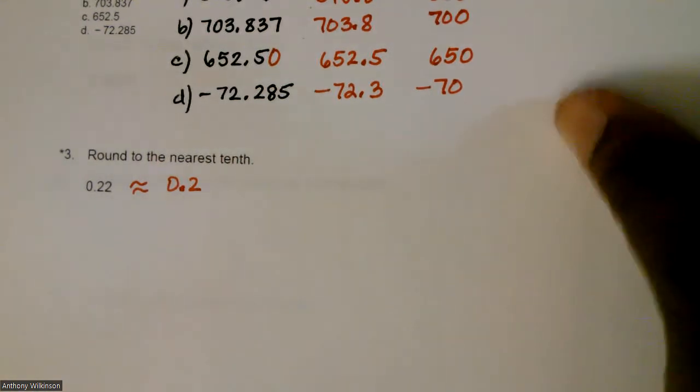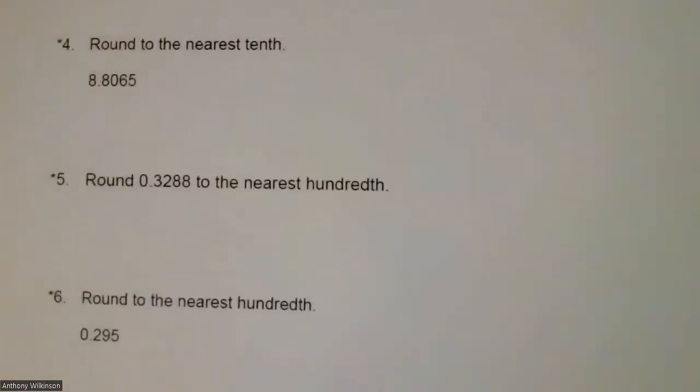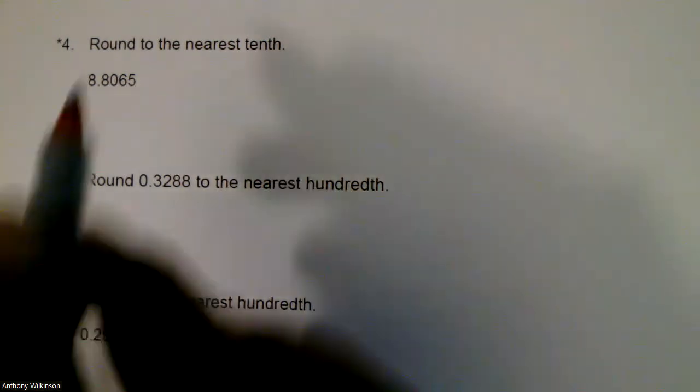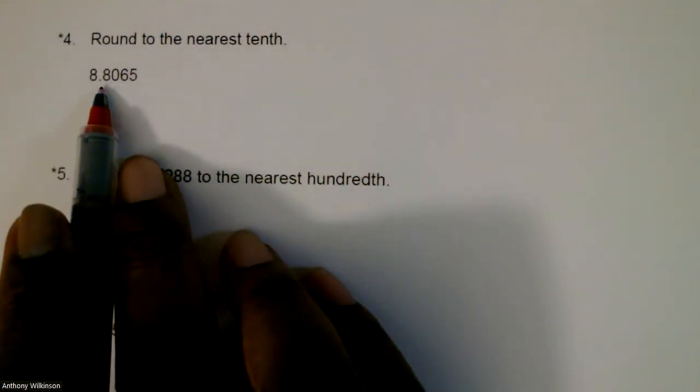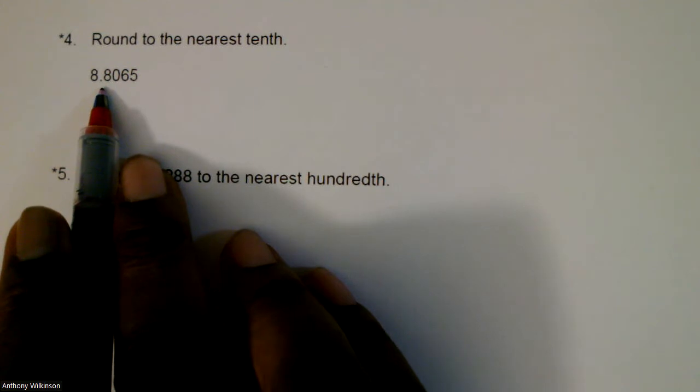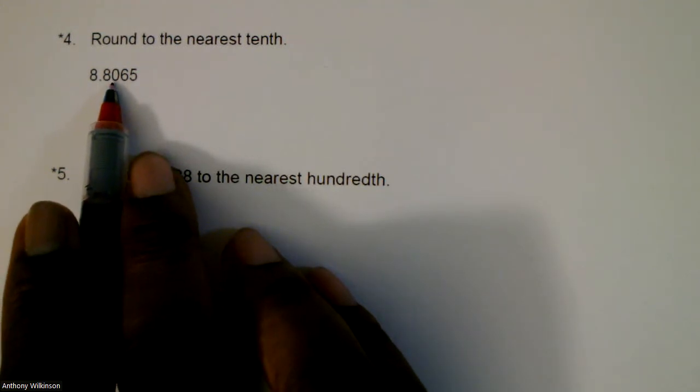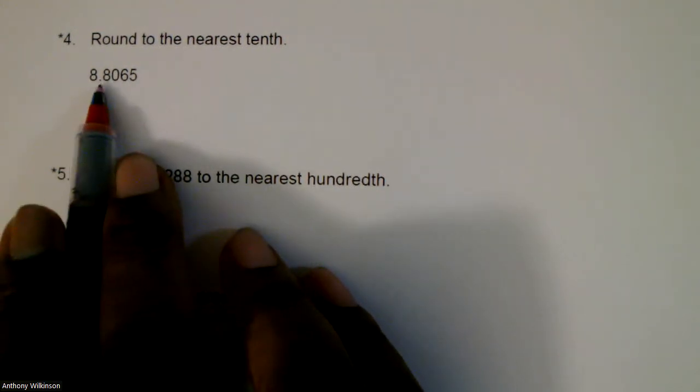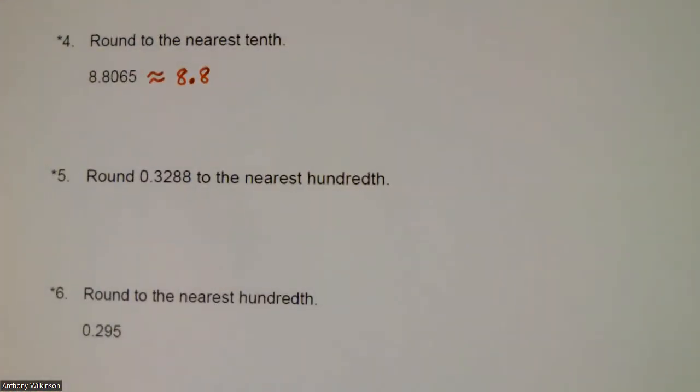All right, number 4 on the next page. Here we're going to round to the nearest tenth again, 8.8065. Well, the digit in the tenths place is the 8. The digit to the right of that is 0. That's definitely less than 5, so this 8 remains the same. So 8.8065 will be approximately 8.8.